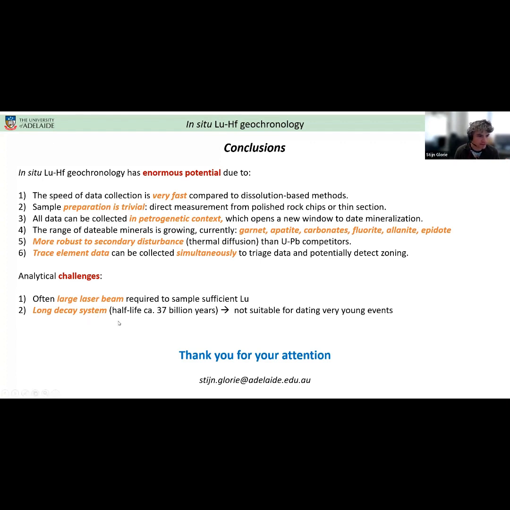Also, it's a very long decay system, so about 37 billion years, so it's not really suitable for dating very young things unless you have tons and tons of lutetium. It's always a balance between having enough parents and enough ingrowth time. So if you have high lutetium, and it's a young system, it's still possible to date potentially, and vice versa. If it's very old, you don't need as much lutetium to get a date. So that's worthwhile keeping in mind as well. It's really mostly suited for dating older history.